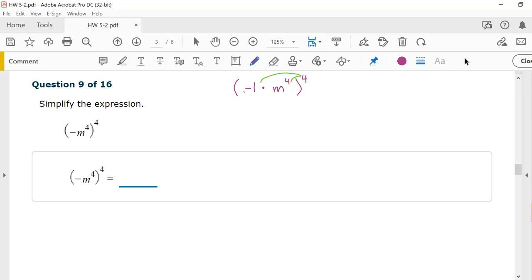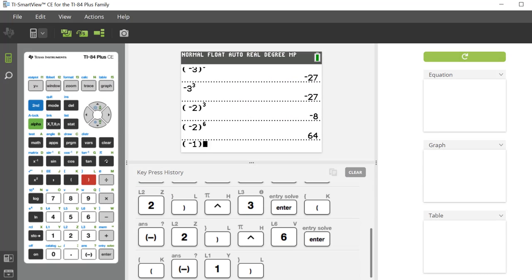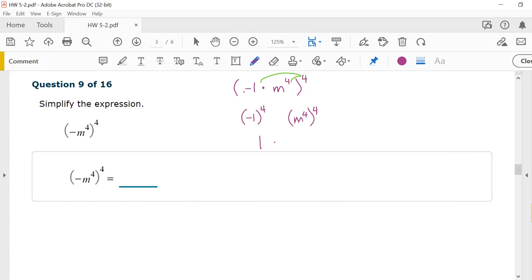both factors. So I have negative 1 to the 4th, m to the 4th to the 4th. So what is negative 1 to the 4th? I get 1. So this is 1 times, okay, when I have a power to a power, what do you do? You're going to multiply the exponents. 1 times m to the 16th is just m to the 16th.